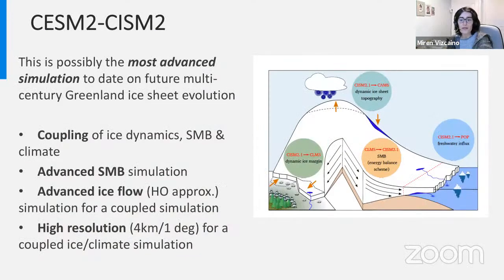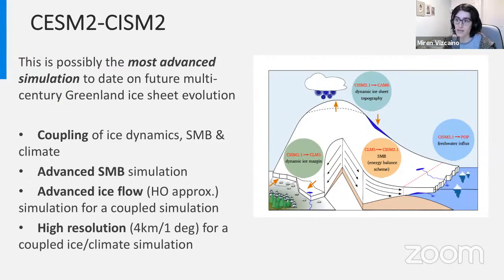Okay, so here we use the coupled model. To my understanding, this is the most advanced coupled simulation, and I'm saying advanced because of 4 points at the same time. The first one is that we have coupling of ice dynamics, SMB, and climate. Second, the SMB simulation is advanced, with a very advanced simulation of the processes in CLM and very strict coupling with the atmosphere. Third, advanced ice flow simulation with a higher order approximation. This is advanced not only for ice sheet modeling, but especially for coupled studies, since most are done with the shallow ice approximation. And finally, the resolution is unprecedented for a combination of ice sheet modeling and climate modeling.